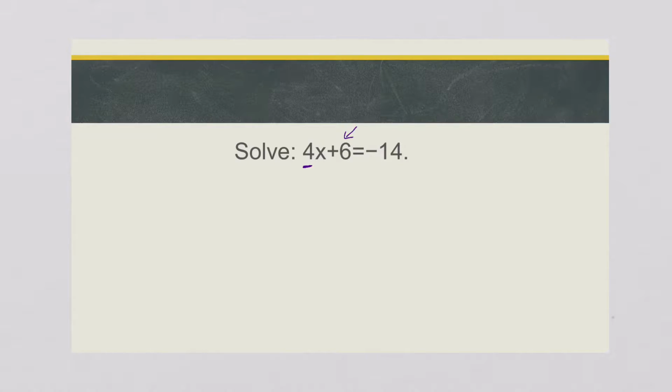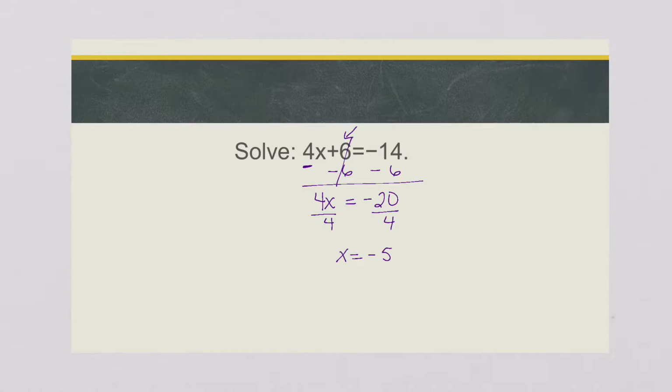So to start this one off, we're going to try to move everything away from that x. So I want to subtract 6 from both sides of that equal sign. 6 minus 6 creates 0, so that went away. What's left on the left side is plain old 4x is equal to negative 14 minus 6, which is negative 20. Now what's happening to the variable? It's being multiplied by 4, so you want to undo that with division. So x is equal to negative 5.